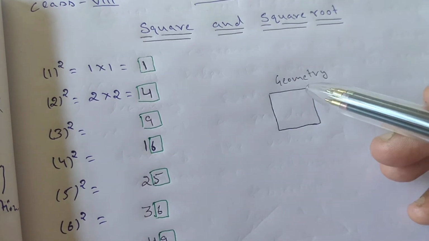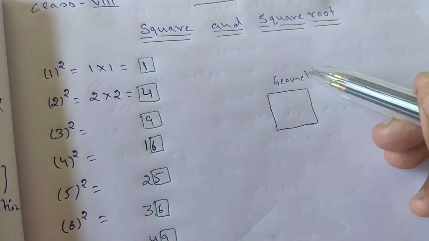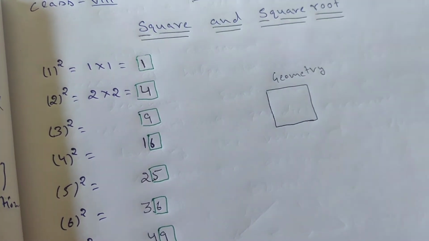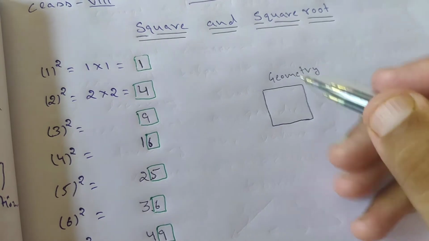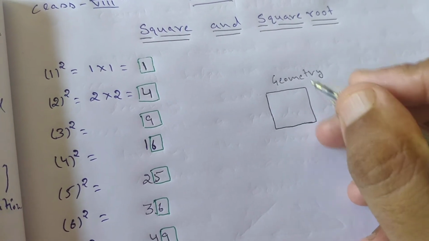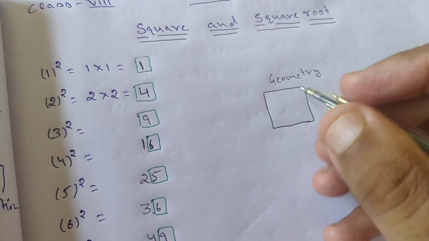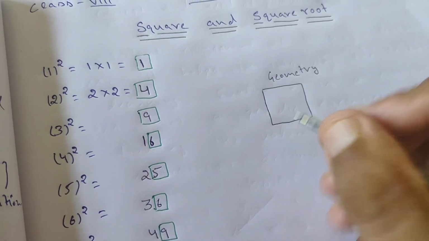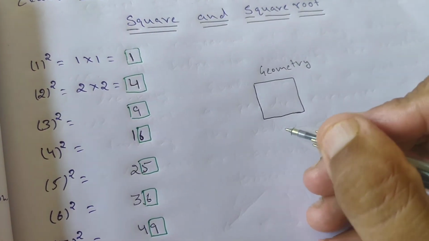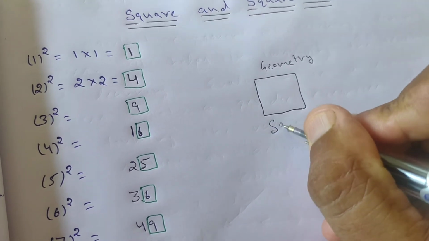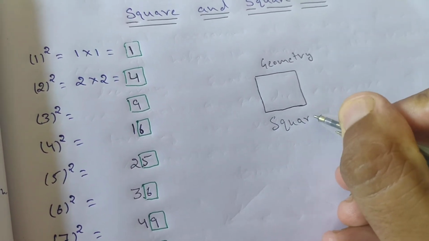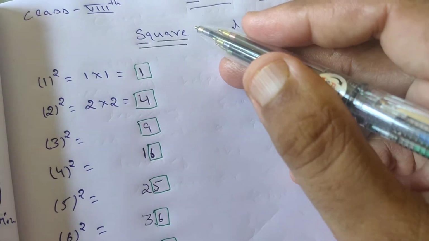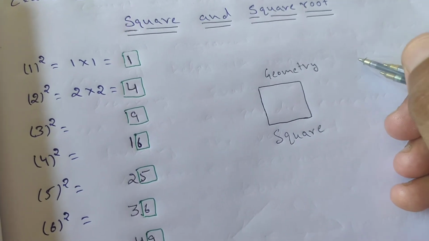This is our geometrical representation of square. We are saying that in this square, all sides are equal. This is our square, a square in which all sides are equal. This is the geometrical square. We will now study it algebraically.